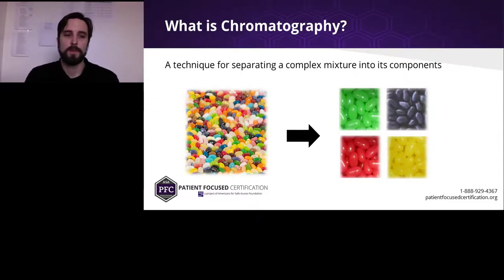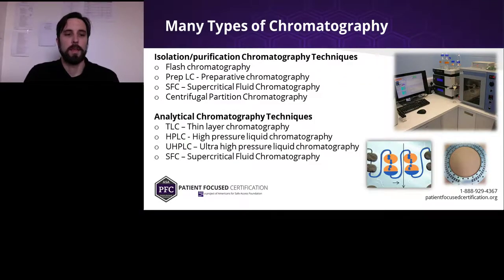So what is chromatography? Well, it's a technique for separating complex mixtures into their components. For example, you have a mixture of jelly beans. If we had a magic chromatography machine for jelly beans, it could separate them out into their different components. And this is important because chromatography, as you might have guessed or know, is not just used for separating compounds for analysis. It also can be used to isolate and purify different types of compounds.